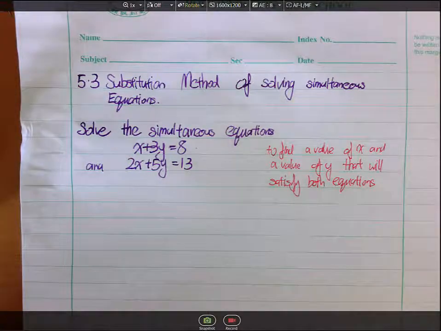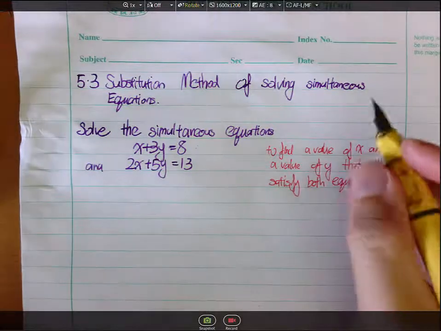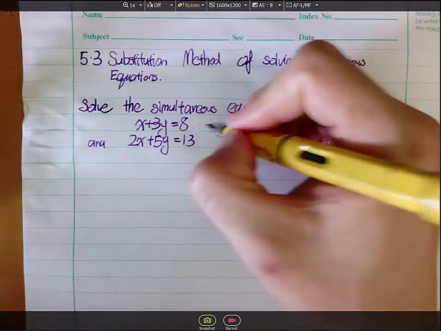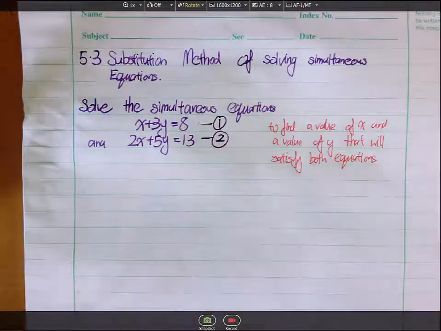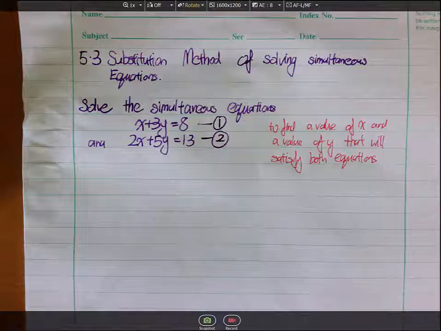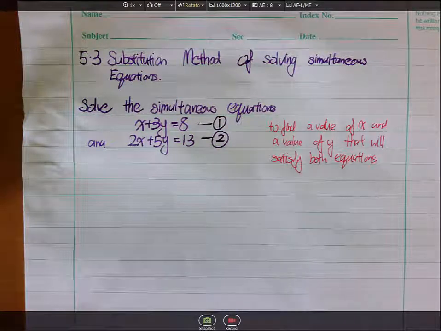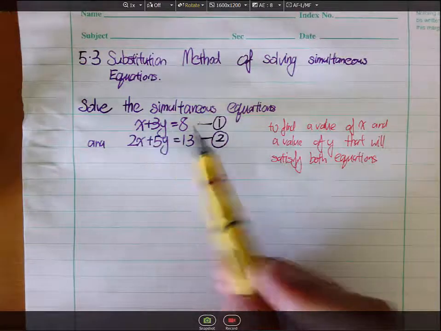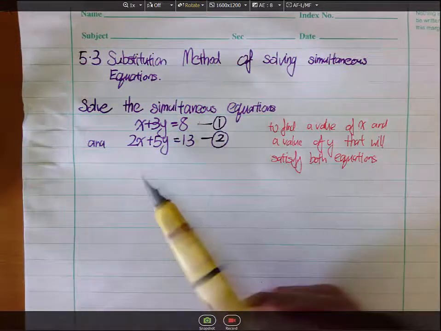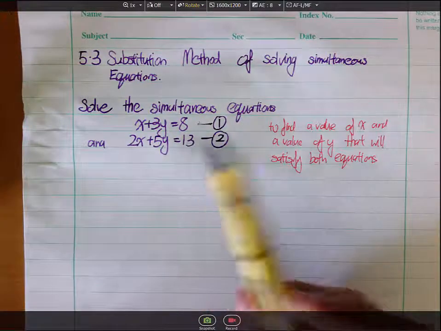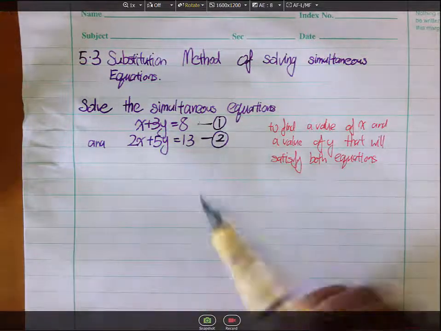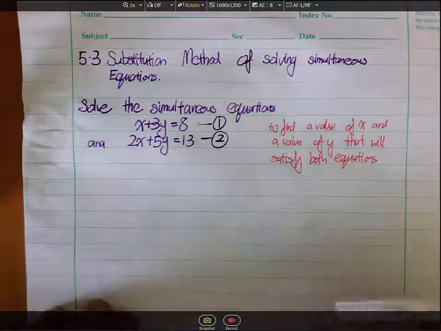Okay, now let's begin. The very first step in simultaneous equations is we label them equation 1, equation 2. The substitution method that we are looking at today means I'm trying to find a way to substitute away one variable. Notice x plus 3y equals 8, you can't solve for x or y. Same thing here, 2x plus 5y is 13, got x, then there's y as well. We can't solve it. So what we can do here is this.